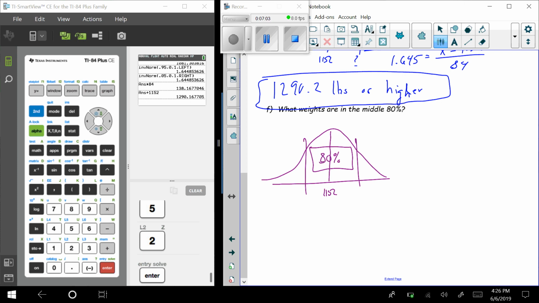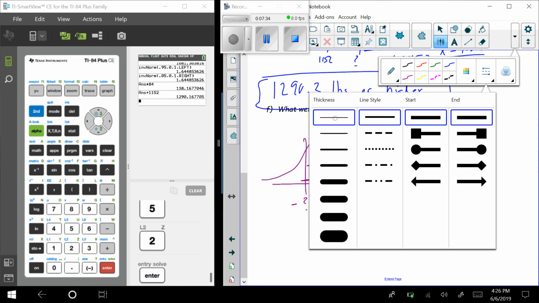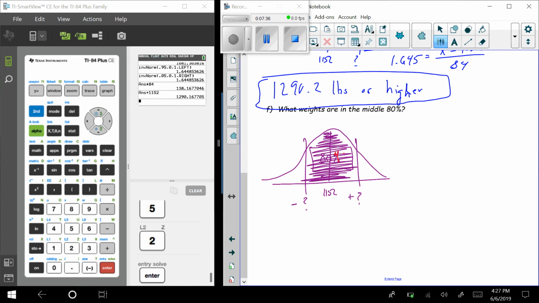Okay? There's a few different ways you could do this. I think the easiest way to think about this is if this is 80% in this part that I'm shading, right here. I don't know where this is or this, but these should match. One will be negative and one will be positive, because there's 40% in each side, which makes up the 80.